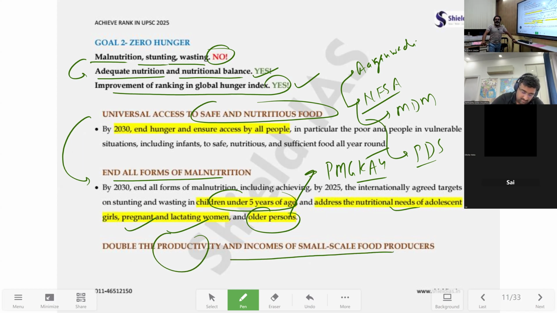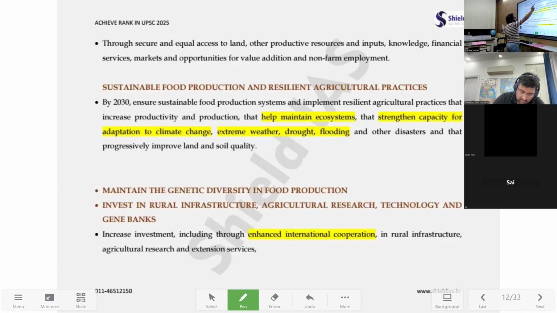So if we want to add to the nutritional balance, we have to produce more. But on the other side, most of the farmers are small and marginal. Even those running fisheries or aquaculture, many of them are very small and marginal food producers. So we need to add benefits so that they increase their production levels, for example, through secure and equal access to land, productive resources, inputs, knowledge, financial services, markets, and opportunities for value addition.